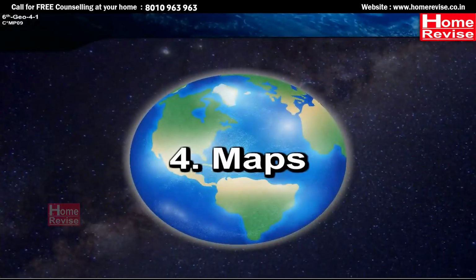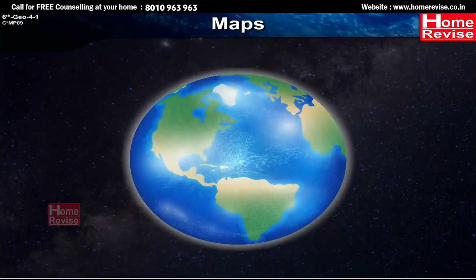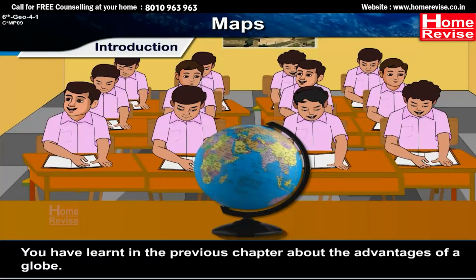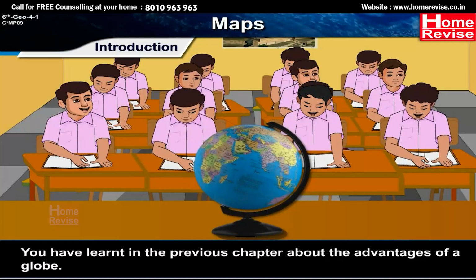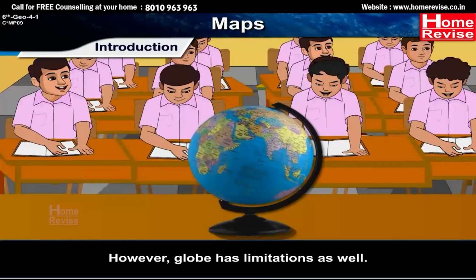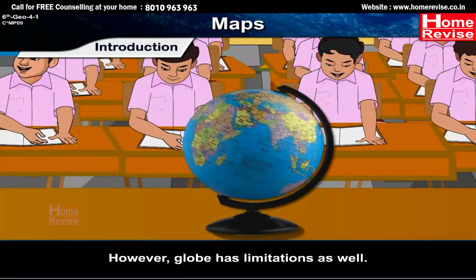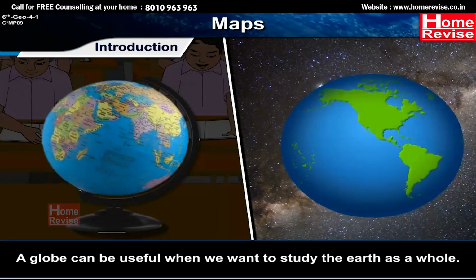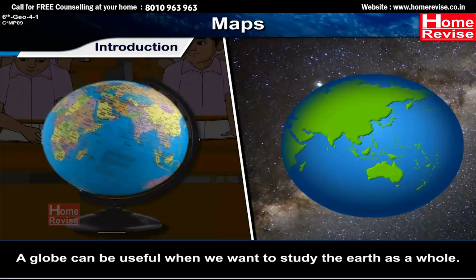Chapter 4: Maps. Introduction. You have learnt in the previous chapter about the advantages of a globe. However, a globe has limitations as well. A globe can be useful when we want to study the earth as a whole.